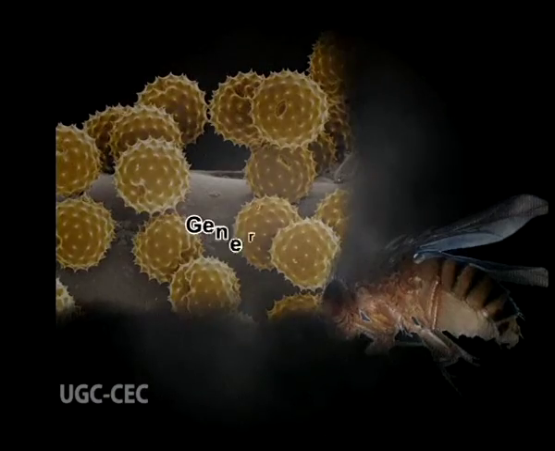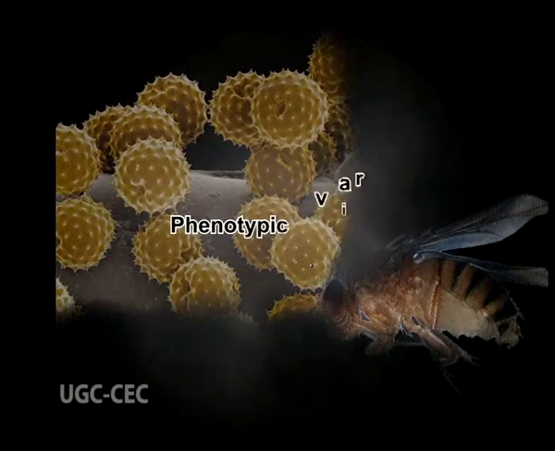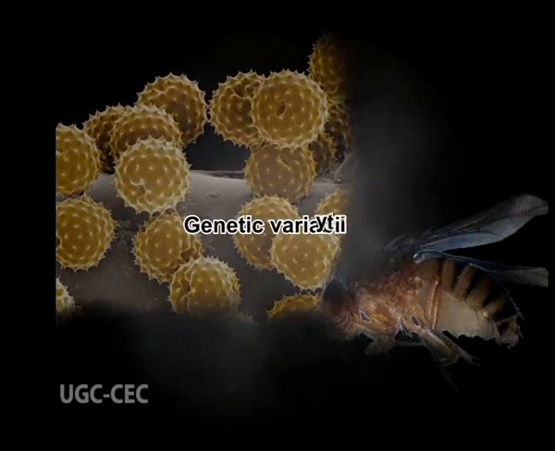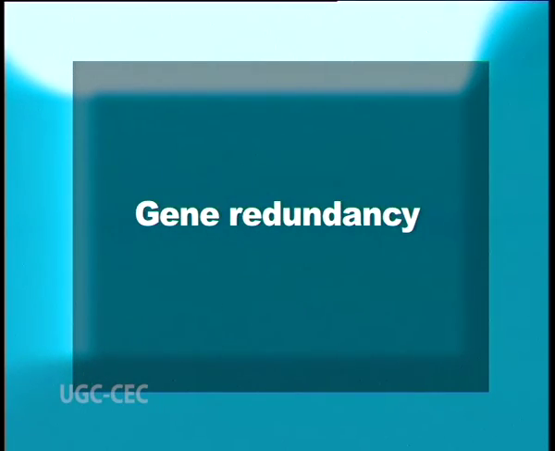The three important genetic consequences of duplications are gene redundancy, phenotypic variation, and genetic variability. Number one, gene redundancy. Although many gene products are not needed in every cell of an organism, other gene products are known to be essential components of all cells. For example, ribosomal RNA must be present in ample quantity to support protein synthesis.